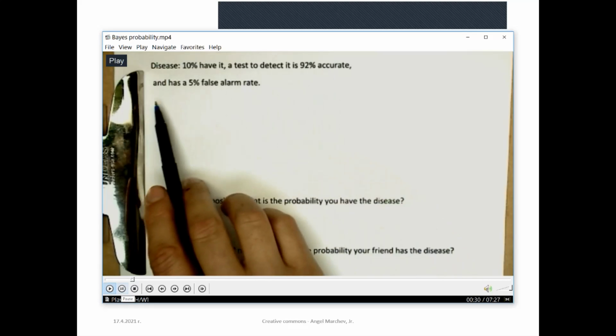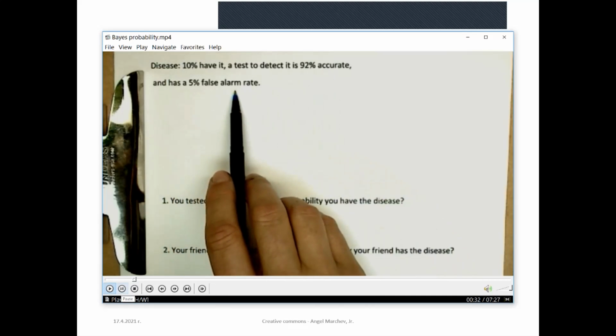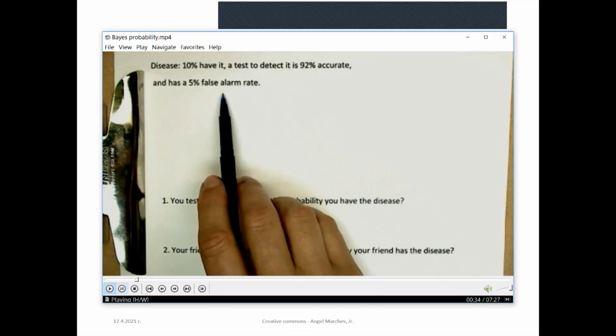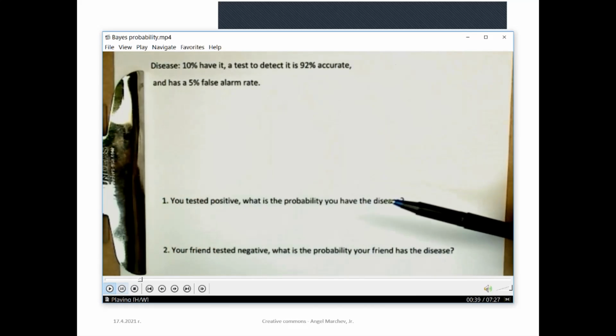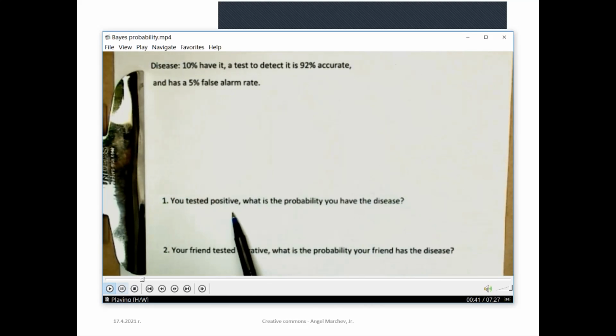92% of the time. But it also has a 5% false alarm rate. Now, that means if you don't have the disease, 5% of the time it will say you have the disease. So we have two questions that we want to analyze. You test positive. What is the probability you have the disease?